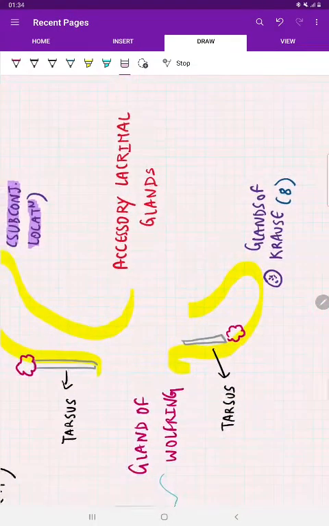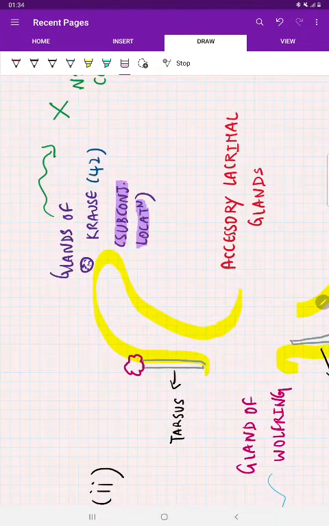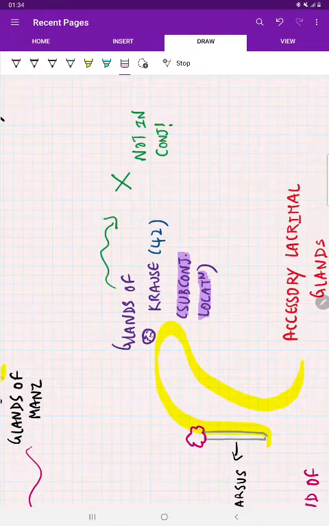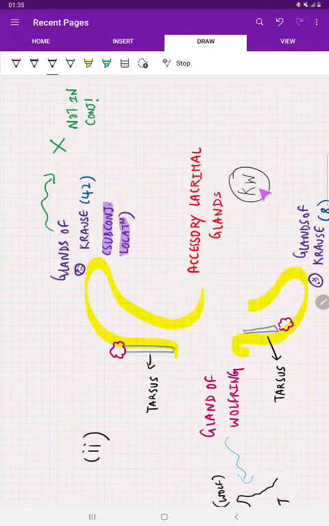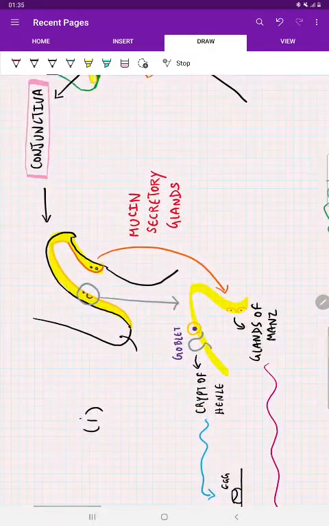And coming to glands of Krause, see, Krause, it means X. So X means it is not. We are speaking in relation to conjunctiva, but X means it is not in the conjunctiva, it is subconjunctival. Let's think like that. So in the subconjunctival location, there are glands of Krause. These glands of Krause and Wolfring are accessory lacrimal glands. So Krause and Wolfring are accessory lacrimal glands.